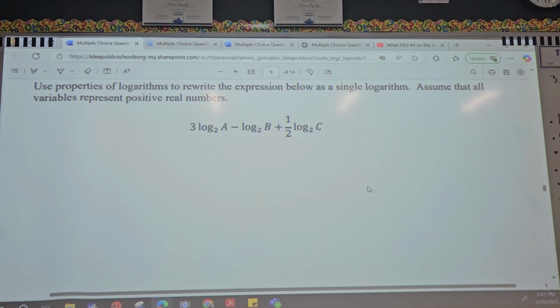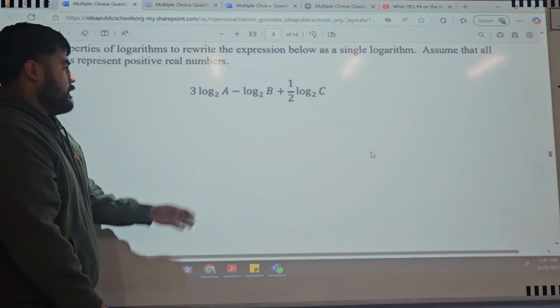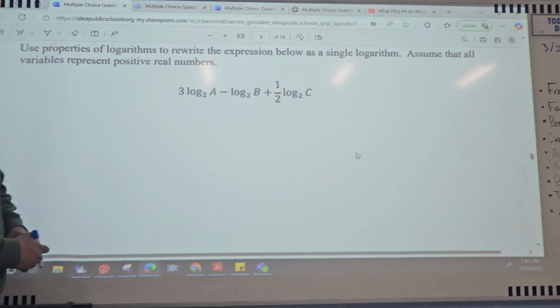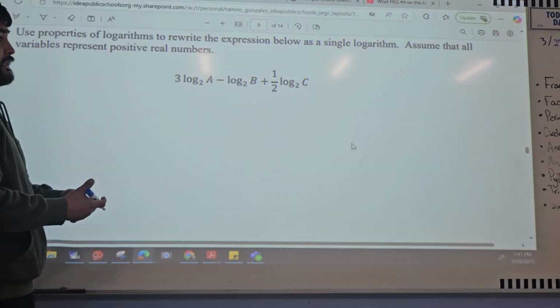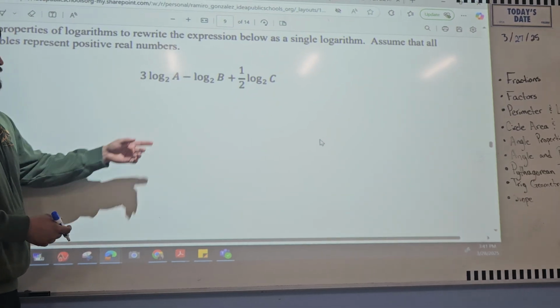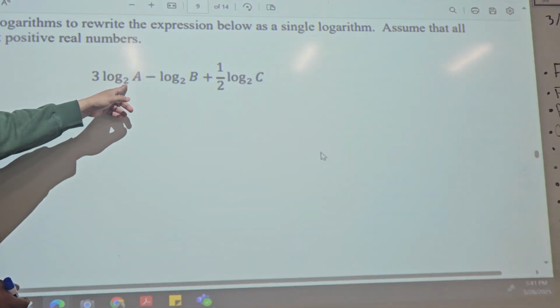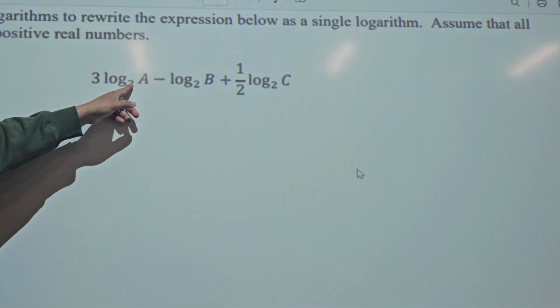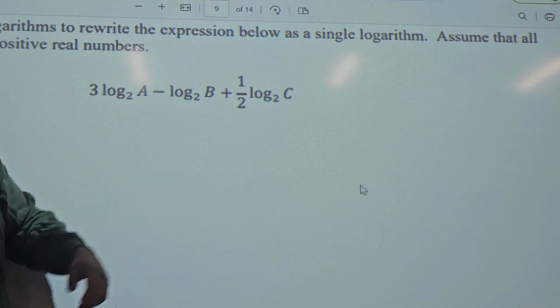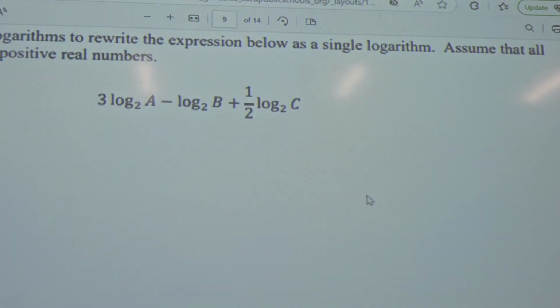Go. How do you condense the logs, right? So basically here, what we have to do is ask yourself, do the logs have the same base? The base is a number that's in there with the log. So the little number here is 2, 2, and 2. Perfect. So then I'm able to condense, right?